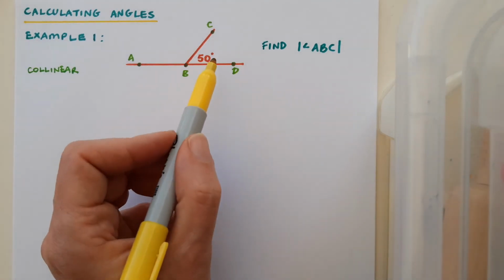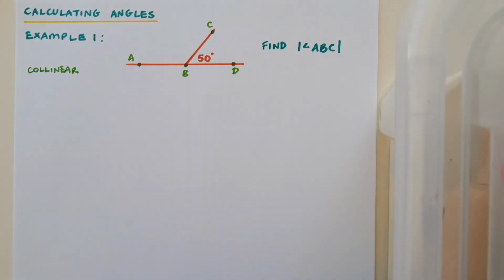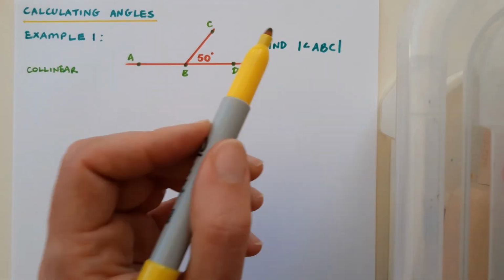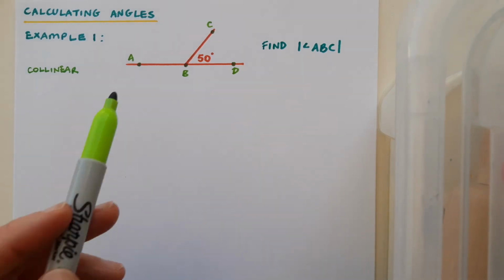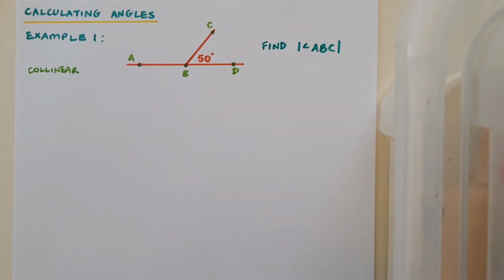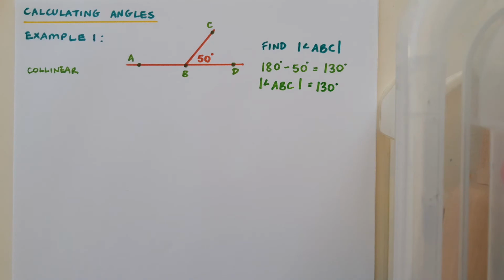I know the size of the angle CBD, it's 50, and I want to find the size of the angle ABC. Well, this is easily done. All I have to do is take 50 away from 180, and I get an answer of 130 degrees. I should write my final answer nice and clearly. The angle ABC is 130 degrees.